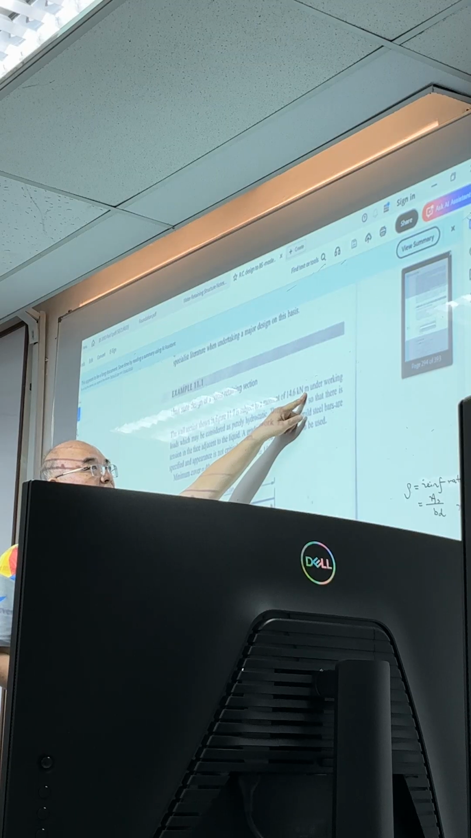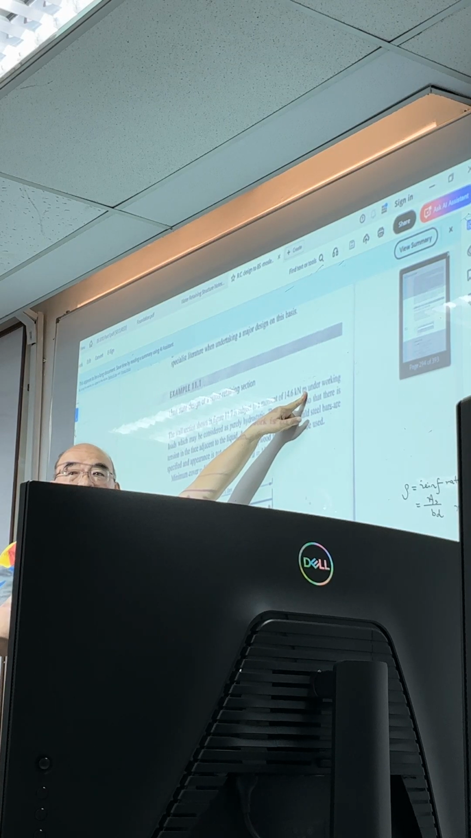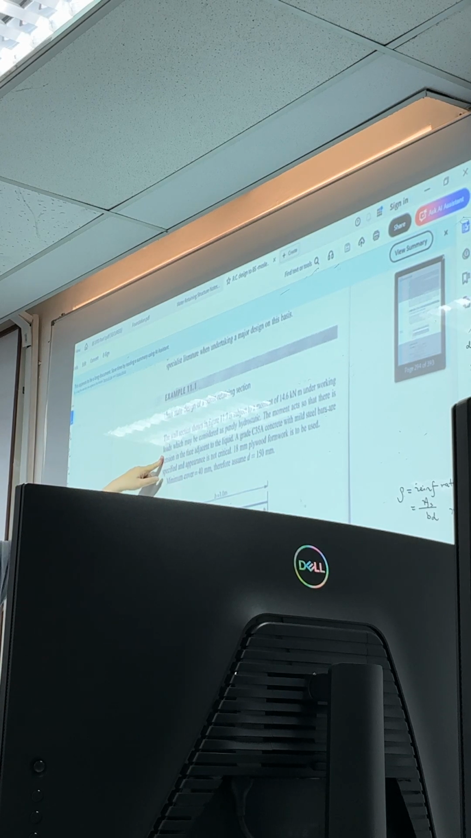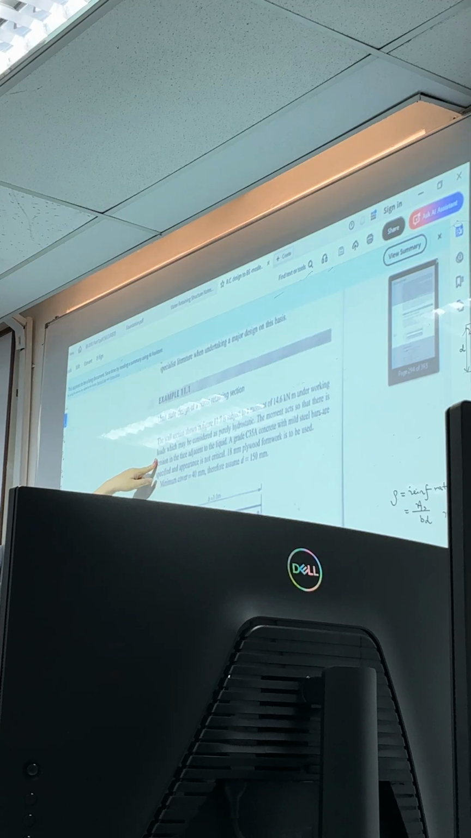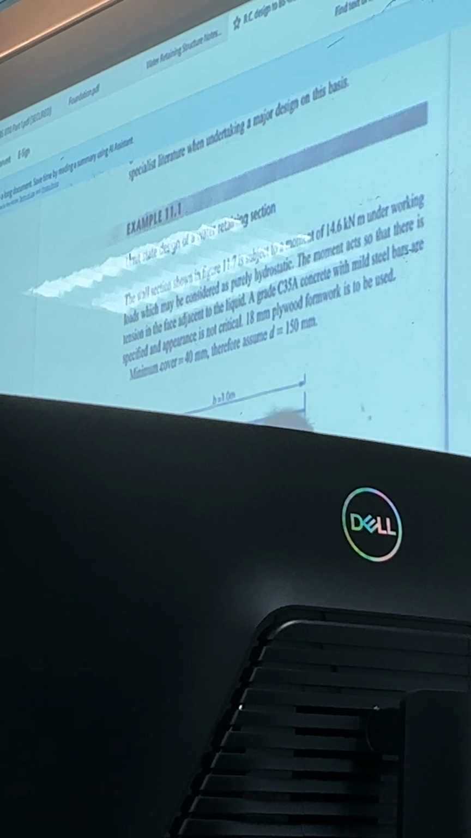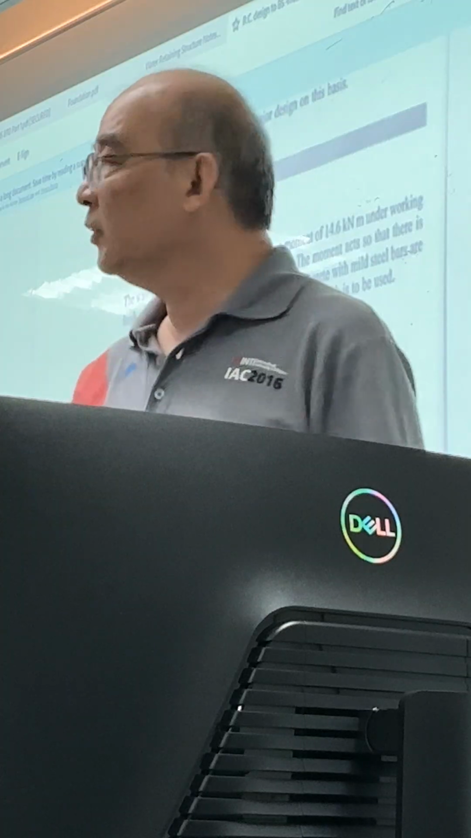14.6 kilonewton meter, actually kilonewton meter per meter width, under working loads. This is working loads, not factored yet, which may be considered as purely hydrostatic. Hydrostatic means the water is in static mode, the water is not flowing. We have hydrostatic and hydrodynamic. Hydrostatic means this water tank, the water just sits static there. Hydrodynamics is the force caused by the running water.